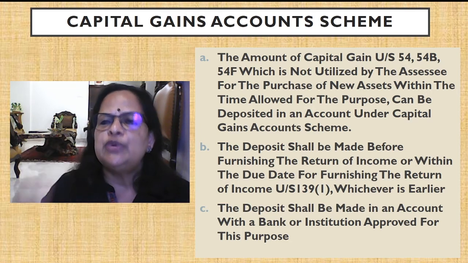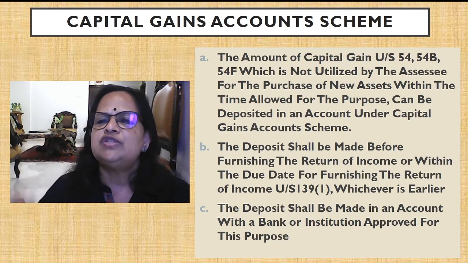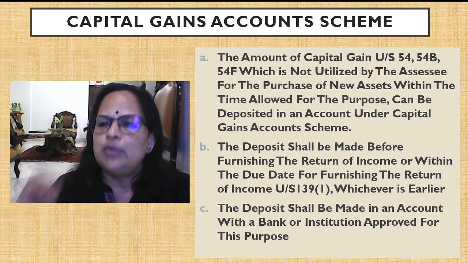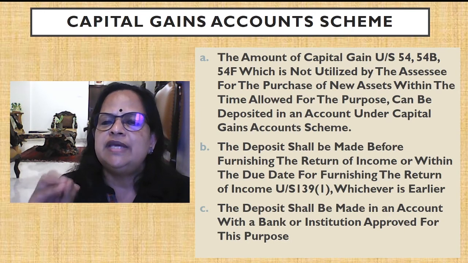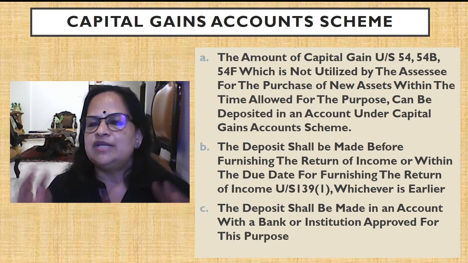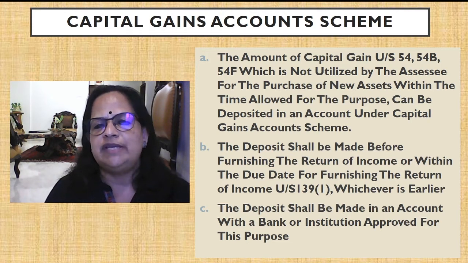So which is not utilized by the assessee. I told you if he is looking for a capital asset and if he is not able to purchase one for the purchase of new asset within the time allowed for the purpose, it can be 1 year, 2 years or 3 years, it can be deposited in an account under capital gain account scheme. Now that I told you, if till the time of tax returns you are not able to find the capital asset, you can deposit in the capital gain deposit account scheme.